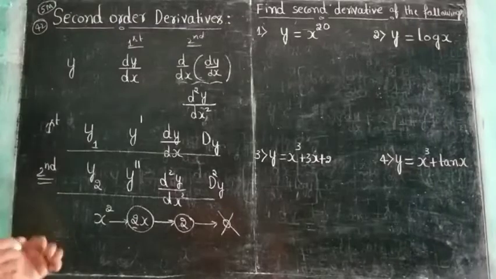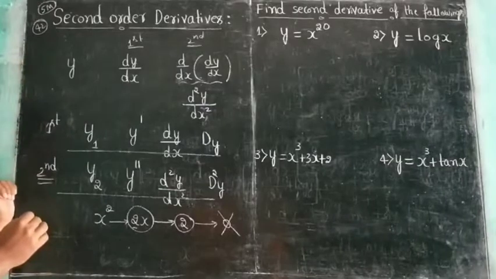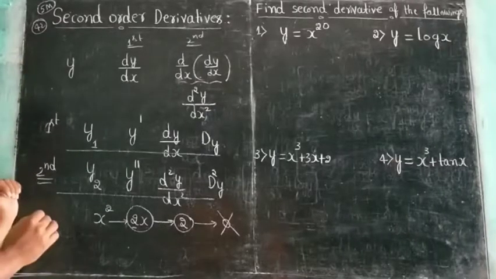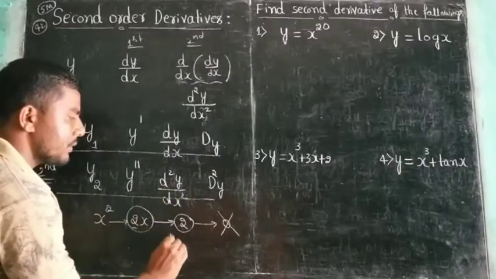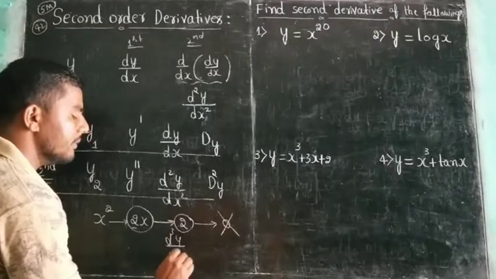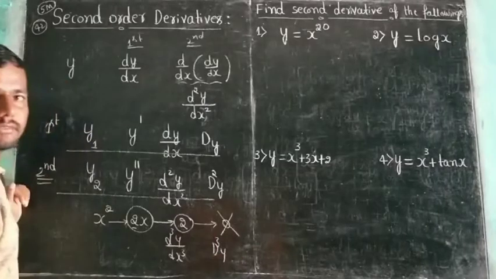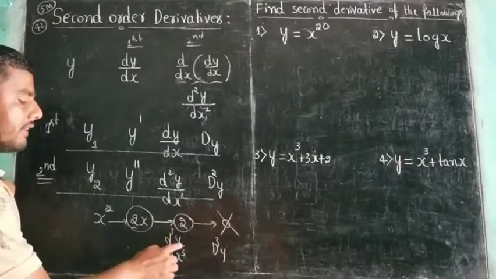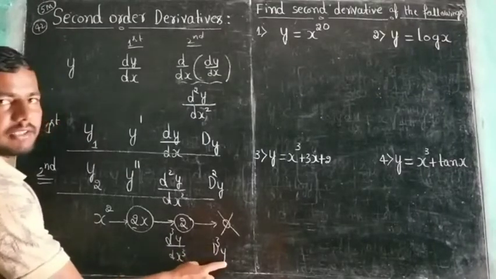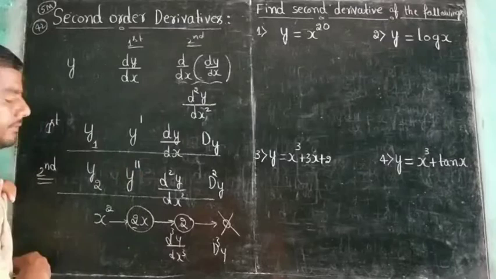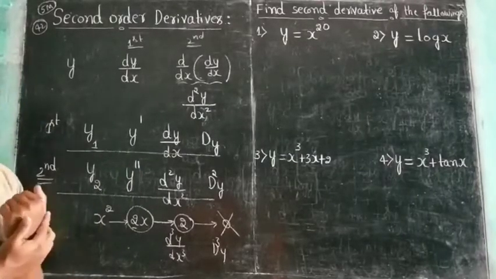In the same way, d square y divided by dx square is the second order derivative. What is the notation for the third order derivative? y cube, or y triple dash, and it is also denoted by d cube y divided by dx cube. For the nth derivative, it is d power n y divided by dx power n, that is, y with n.